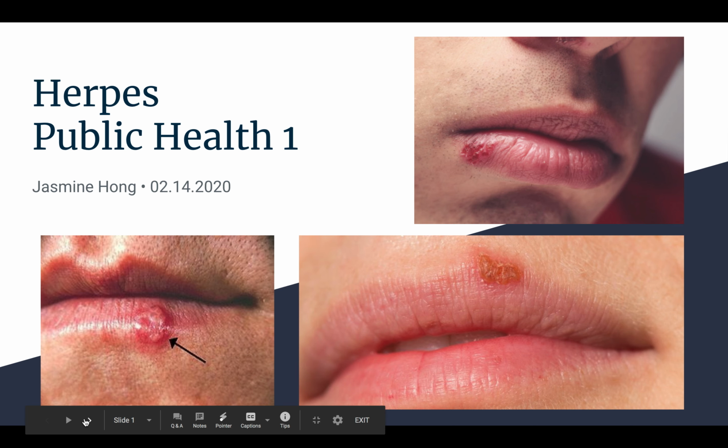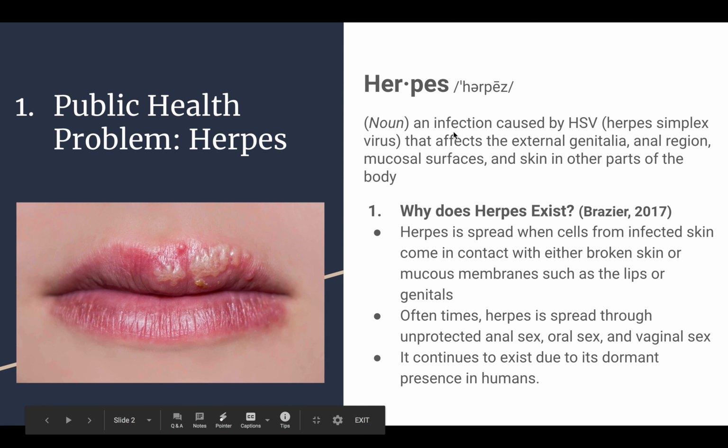Beginning off, herpes is a sexually transmitted disease. It's an infection caused by HSV, which stands for herpes simplex virus. It also affects the external genitalia, anal region, mucosal surfaces, and skin in other parts of the body. Herpes is spread when cells from infected skin come in contact with either broken skin or mucous membranes, such as the lips or the genitals. Oftentimes, herpes is spread through unprotected anal sex, oral sex, and vaginal sex. It continues to exist due to its dormant presence in humans.